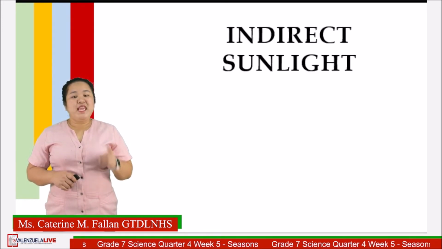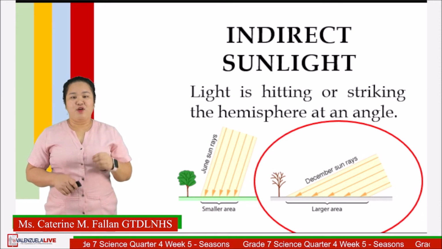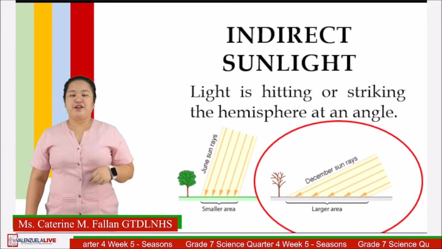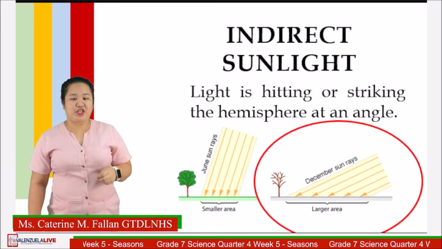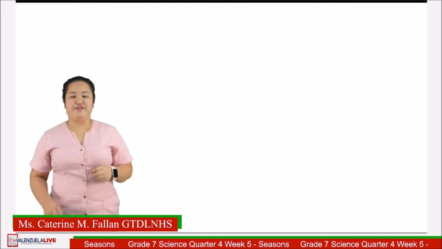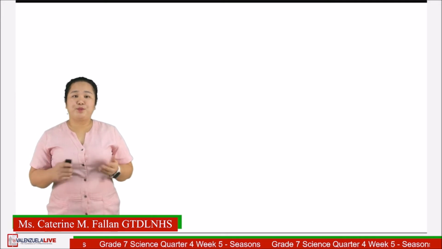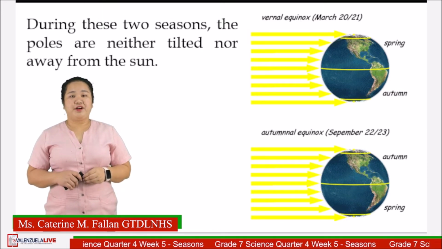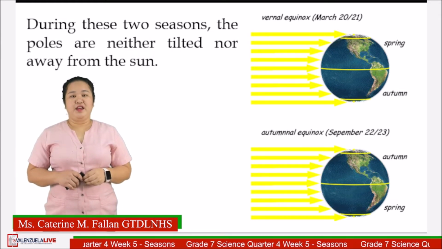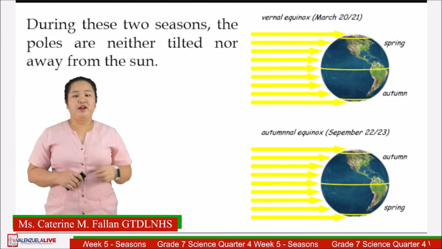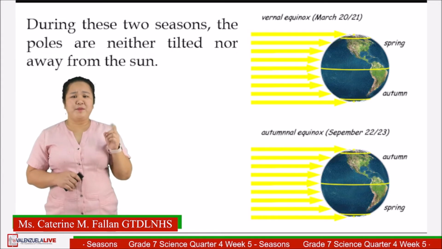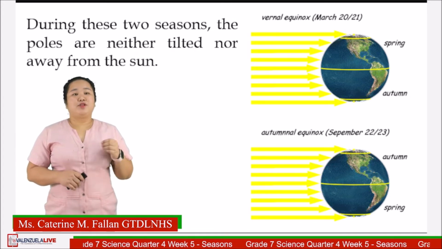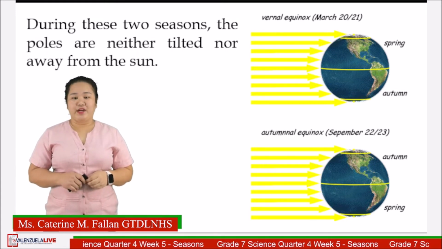Indirect sunlight means that the light is hitting or striking the hemisphere at an angle. The angle at which the sun strikes the Earth's surface affects the amount of the energy and consequently the heat that is received. But what happens during spring and autumn? During these two seasons, the poles are neither tilted toward nor away from the sun. The Earth in March and September is in equinox. If you still remember, equinox means there is equal length of days and nights. The duration of a day is generally 12 hours all over the Earth.